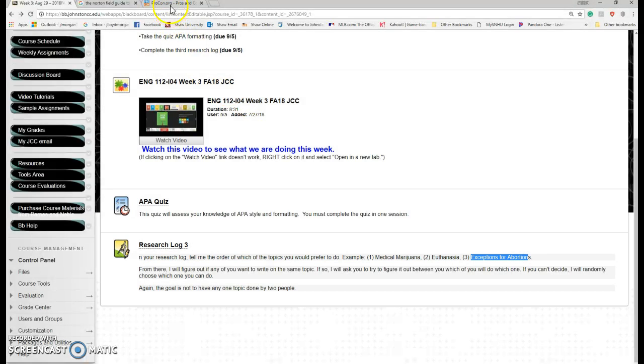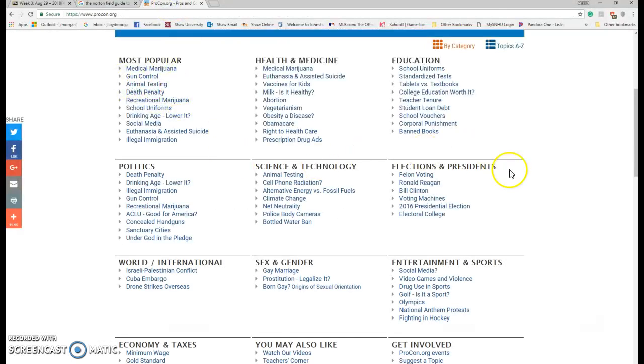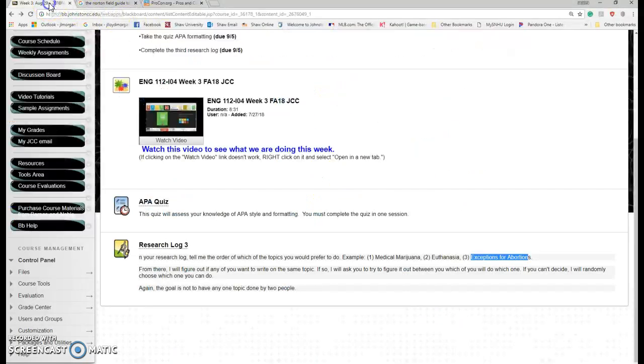Okay, so again, they kind of got these ideas by going to procon.org, and they found 3 different topics. Last week they wrote about a paragraph for each one, why it's important to them, and such.